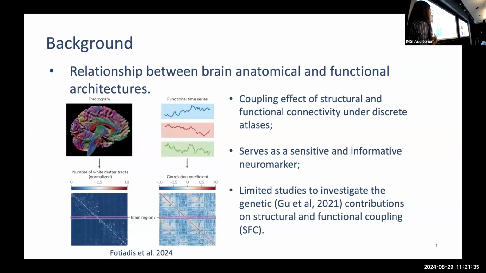Growing studies suggest that this could be a sensitive and informative neural marker on top of the existing structural connectivity and functional connectivity. However, on the other hand, there is limited study investigating the genetic architecture of these coupling traits.